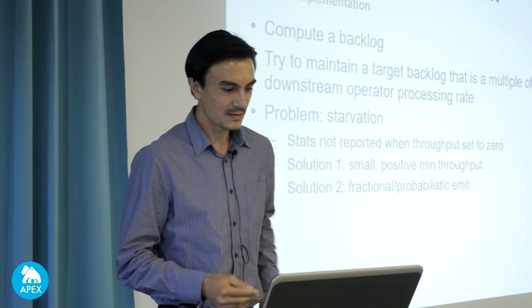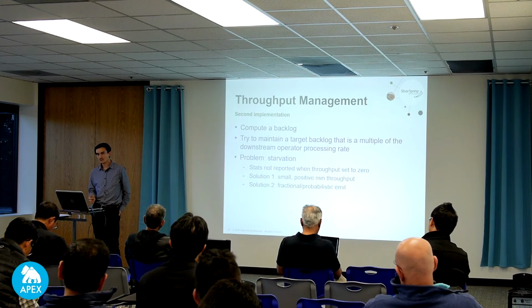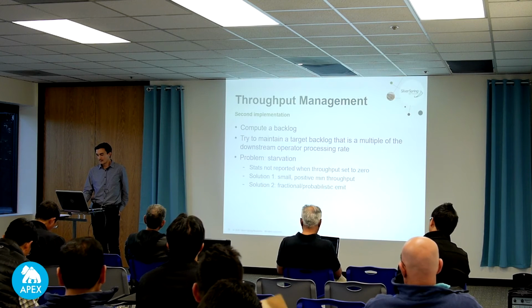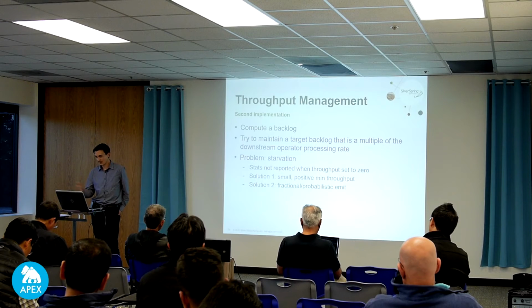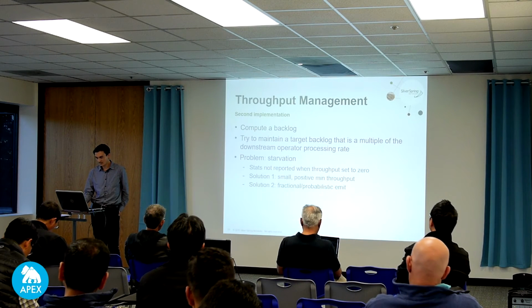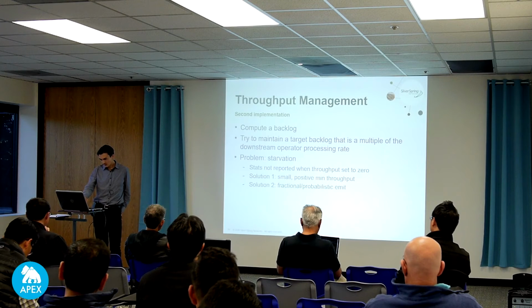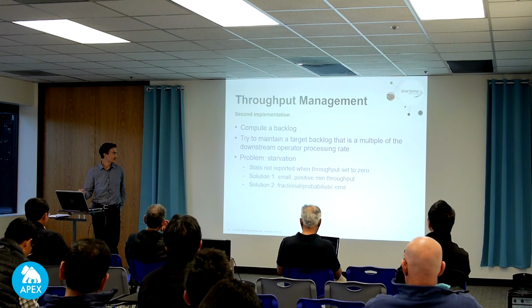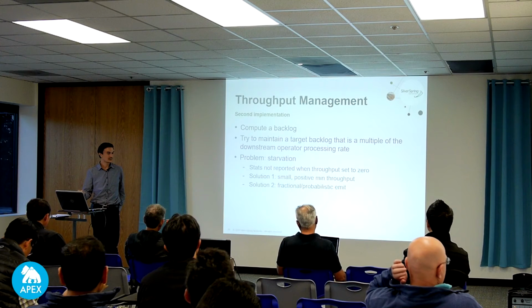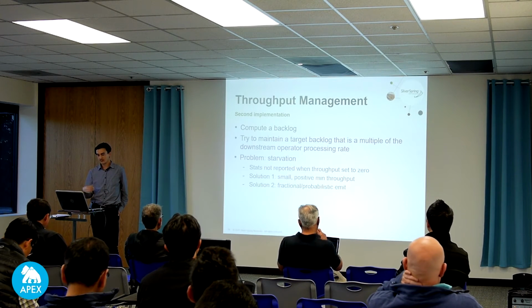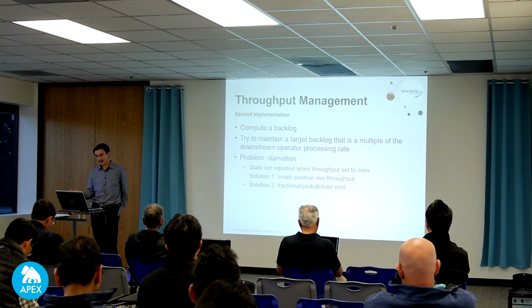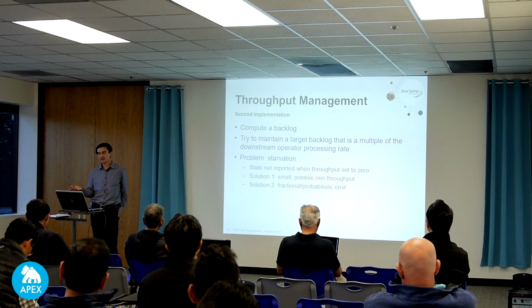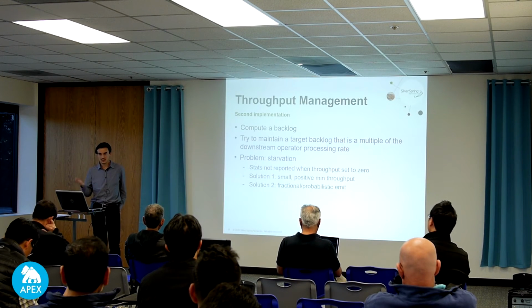So in any case, this model worked much better. We were able to observe much higher throughput, and we didn't find our operators crashing as much. In fact, we were able, and I'll get to the next slide, to show that we could process large data sets successfully. We did encounter a couple other nuances in this approach, which are that stats weren't reported when an operator wasn't emitting any tuples. And so we fixed that by adding a small but positive minimum throughput. So you can't completely throttle an operator.